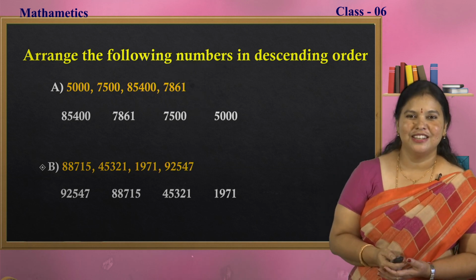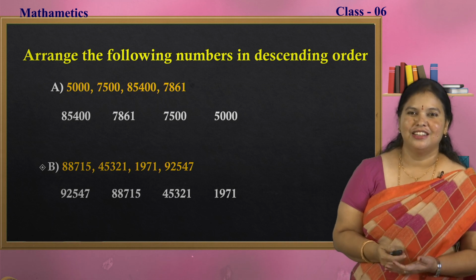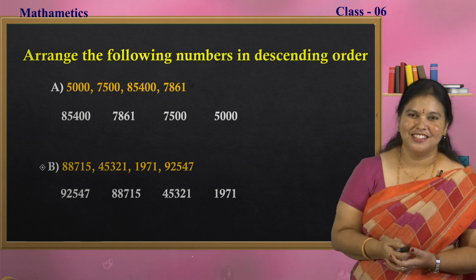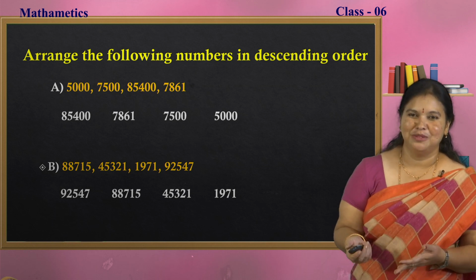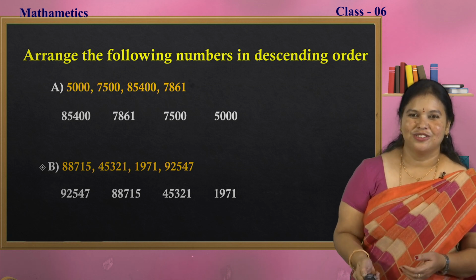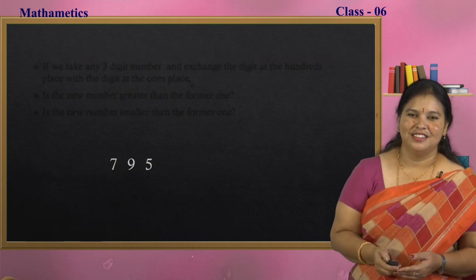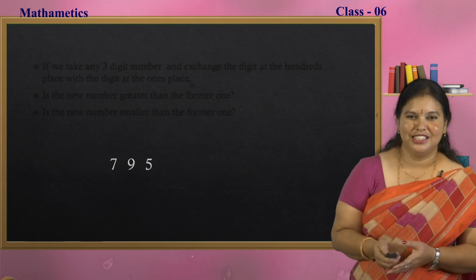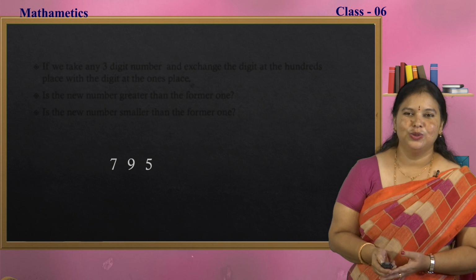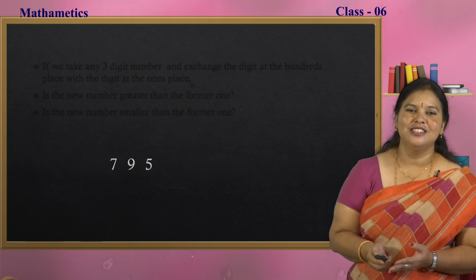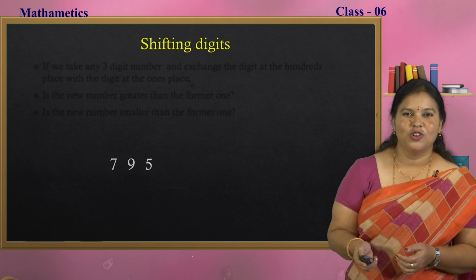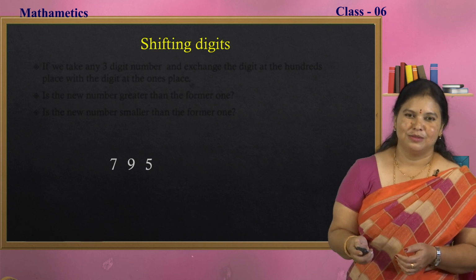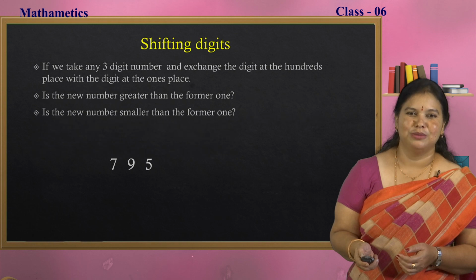So, from the picture and activities, you have learnt ascending order and descending order very nicely, isn't it? I hope you all enjoyed. Now, let us play another game with the numbers only. How? See, I have given 795 here. What you have to do is, you have to shift the digits, means you have to put 5 in the hundreds place and 7 in the units place. It is called shifting digits. By shifting digits, we will get a new number.